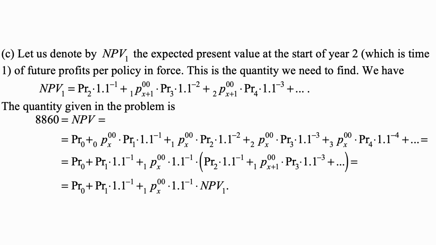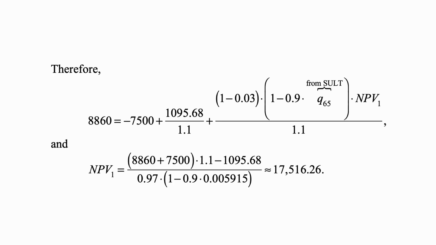We continue. And this can be rewritten as profit at time 0 plus first year profit discounted at 1.1, plus 1p00 times 1.1 to the negative 1 times net present value at time 1. If you take a look at it, it's exactly that. Therefore, we have this, that 8860 is negative 7,500.